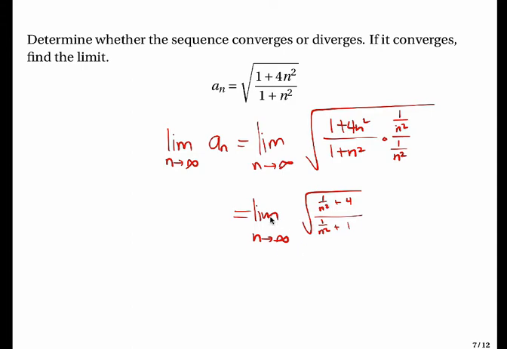As n approaches infinity, this 1 over n squared will just go to 0, and the same with this one. Therefore, we'll just get square root of 4 over 1, which is equal to 2. And again, just write the conclusion: therefore, the sequence is convergent.